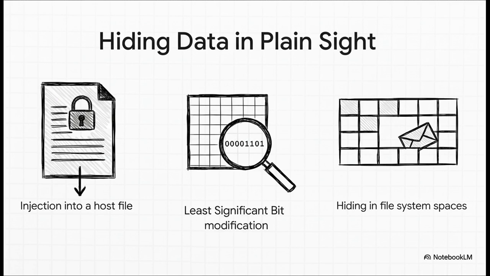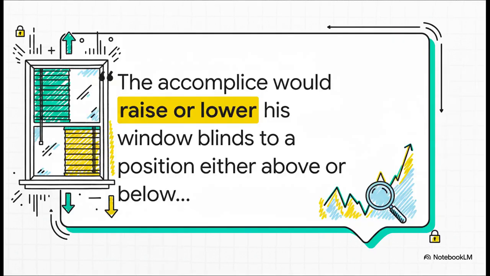You can do things like modify the least significant bit of an image's pixel data, a change so tiny the human eye can't possibly spot it. Or you can even tuck secret data away in the little bits of unused space that exist within the file system itself. But this idea isn't new, and it's not just digital. Check out this real-world case.